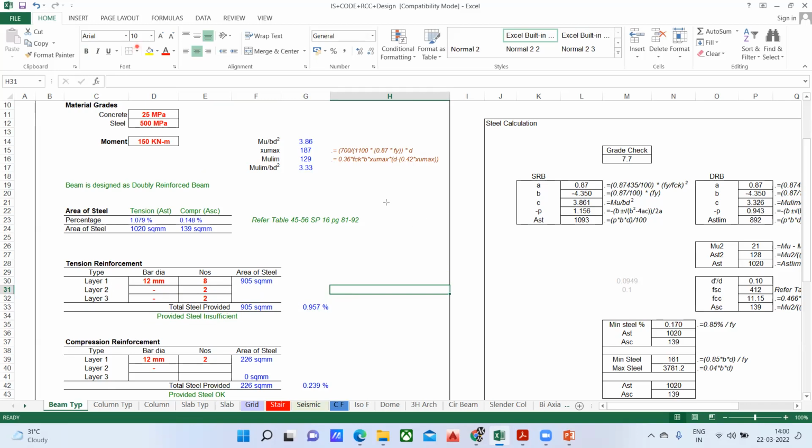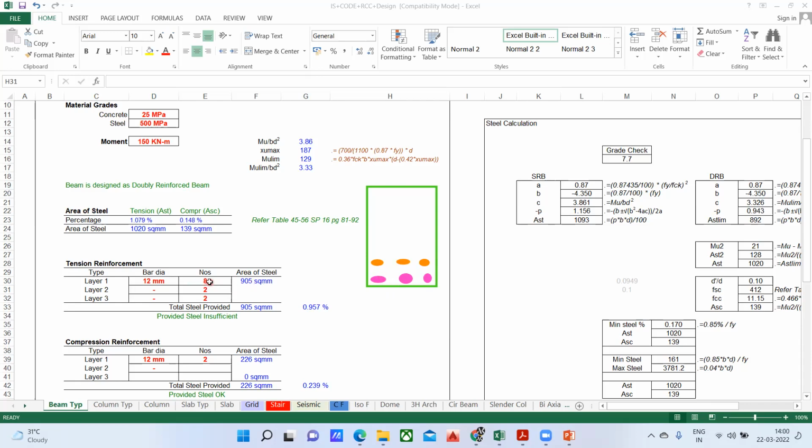So if I draw a cross section of that, see, this is my layer 1, let us say. Okay, this is my layer 1. And over that, if I provide another, this is my second layer. Now what we have done here, see, we have provided 12 diameter 8 number of bar. So practically, is it possible to provide 12 diameter bar 8 numbers in one layer? It is not practically possible. So you can go with the 2 layers, right?